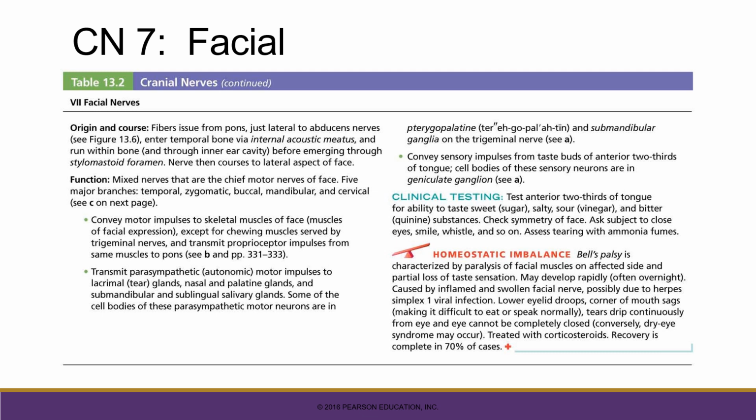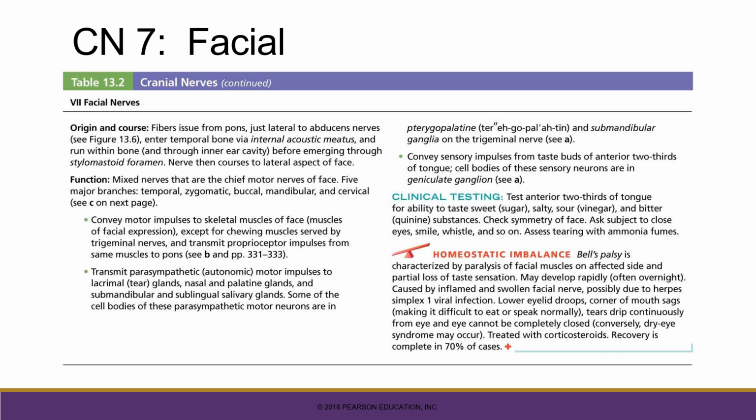Some of the cell bodies of these parasympathetic motor neurons are in the pterygopalatine and submandibular ganglia. So pterygopalatine, to me, that sounds like tears. So know that pterygopalatine is going to be responsible for tears or lacrimation. Submandibular ganglia, that's the submandibular area, that's saliva, that makes sense.